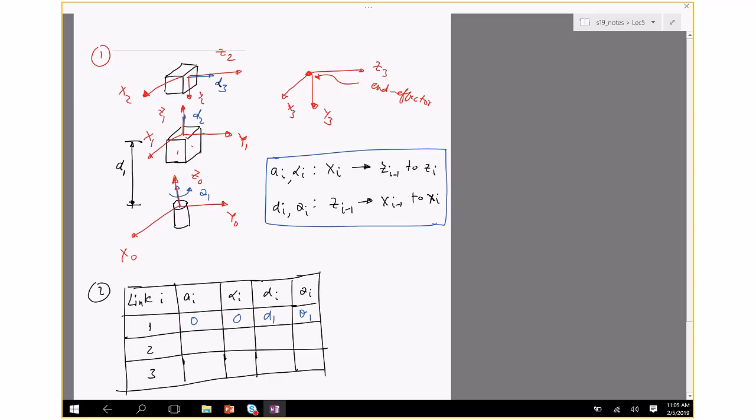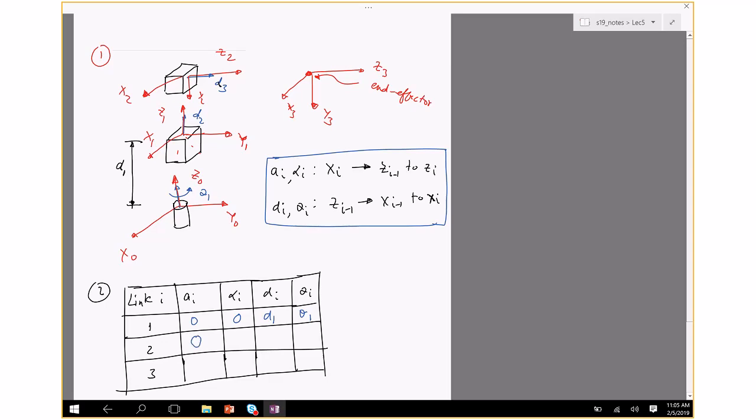Let's do the second link. Okay, so I put i equals 2 in the first formula. So i equals 2, and I would have the distance from Z1 and Z2 along X2. So Z1 is upwards, Z2 is this way. I want to find the distance between these two along this direction. X2 is that way. It's clearly 0.